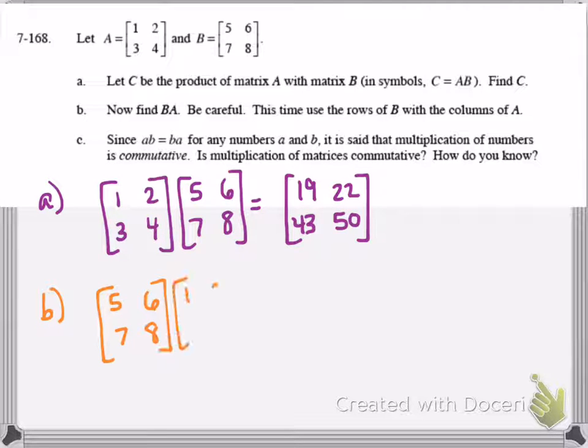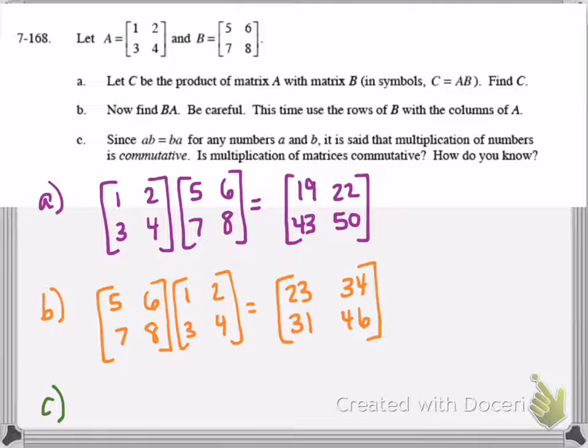And then part B is simply asking you to do it backwards. Find B times A, so switching the order. This time we're using the rows of B and multiplying those into the columns of A. Make sure you do that, get your 2 by 2 answer, and then press play. And here you should have gotten 23, 34, 31, and 46.